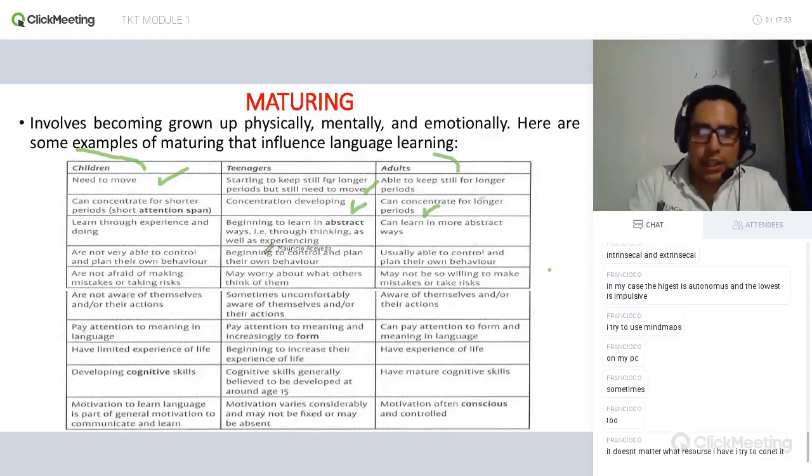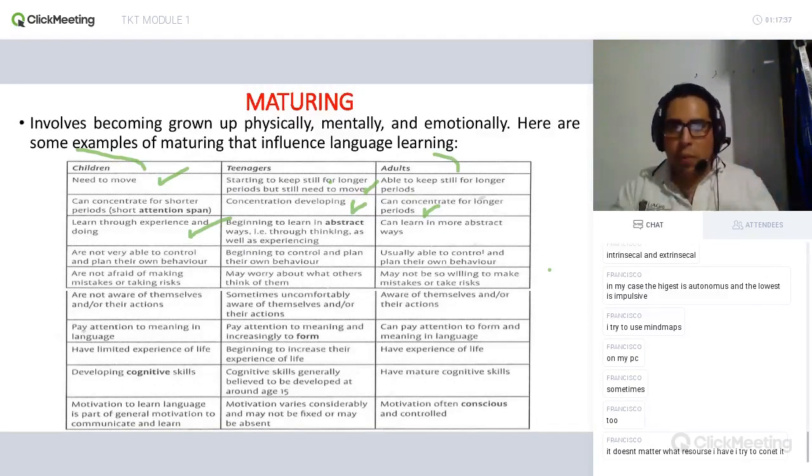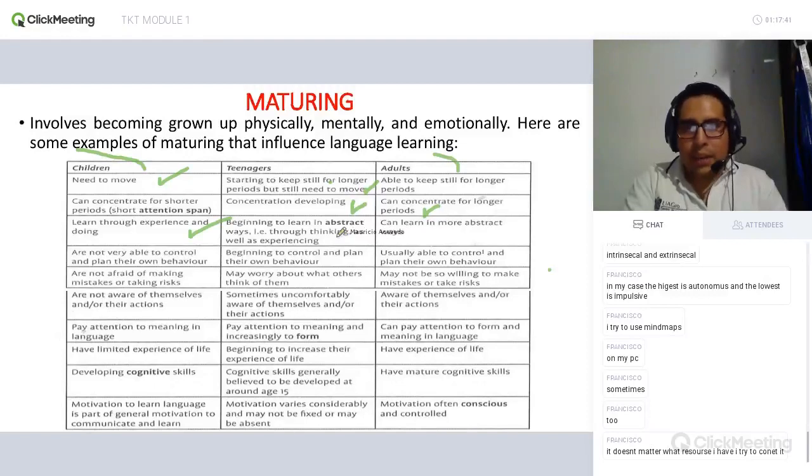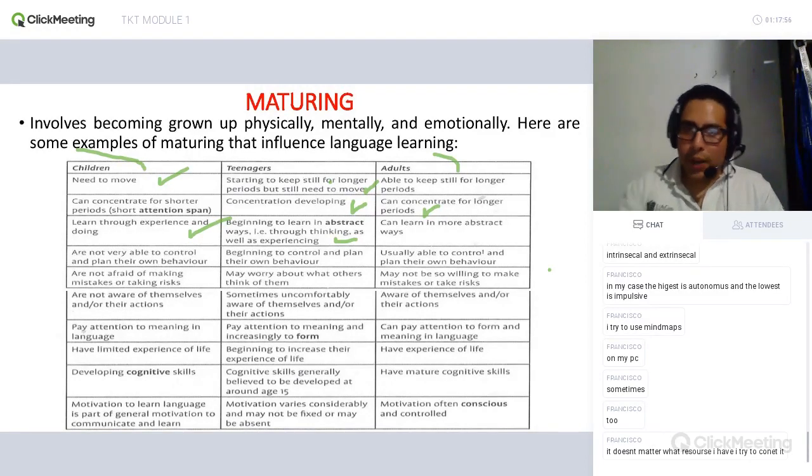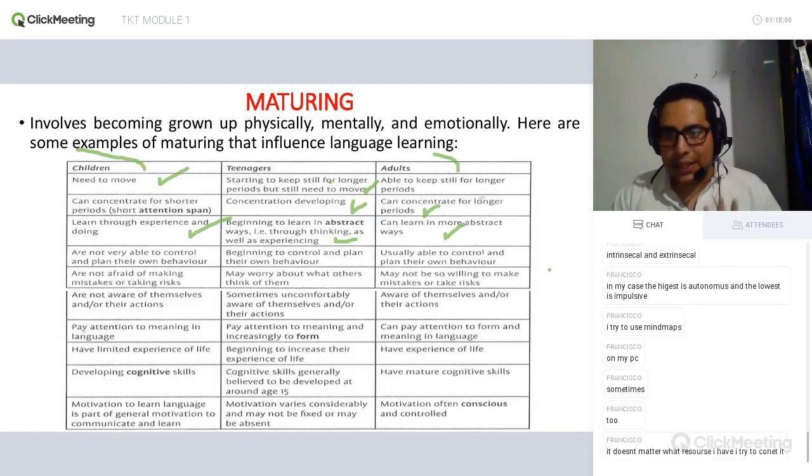Children learn through experience and doing. If you do things in the moment, they will look at you and they will remember. And for teenagers, you can start teaching them abstract things, for example, through thinking, analyzing, experimenting, but by themselves. And finally, adults can learn in more abstract ways, so you can teach more difficult concepts to adults, like skimming, scanning, and so on.